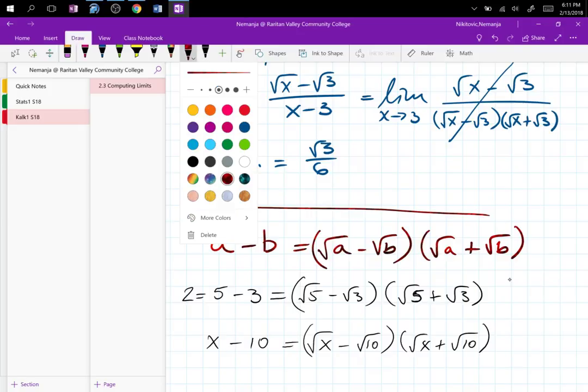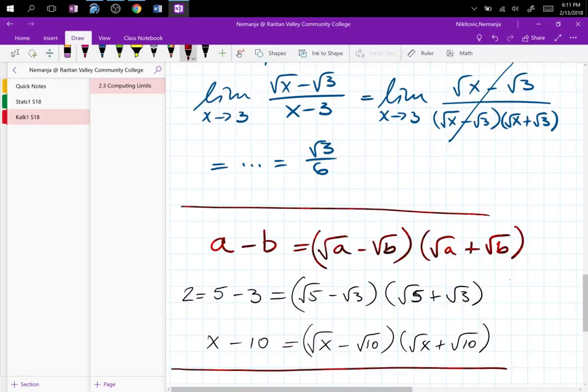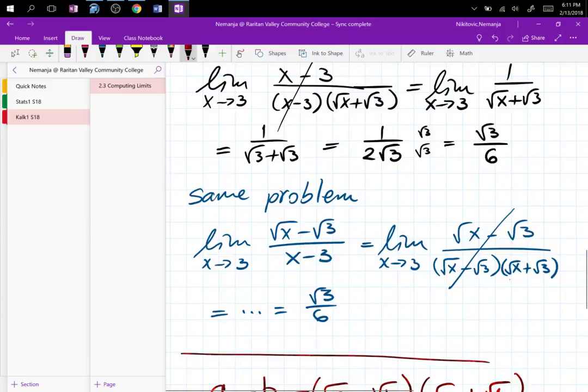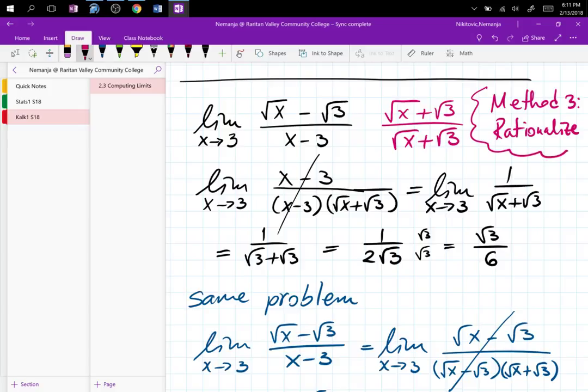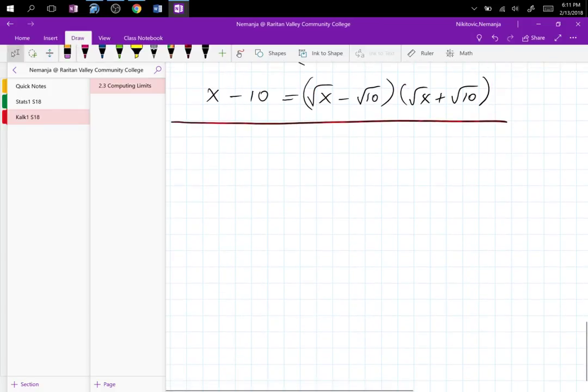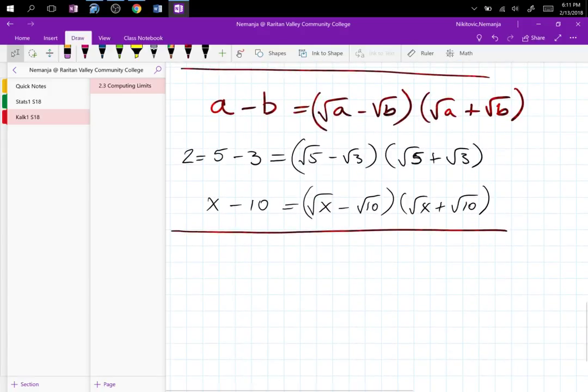So this was a little side note that we can factor this way. But again, the problem can also be solved by rationalizing. So method number 1, plug in. Method number 2, factor. Method number 3, rationalize. Good. But you see the same problem can be done by factoring as well.